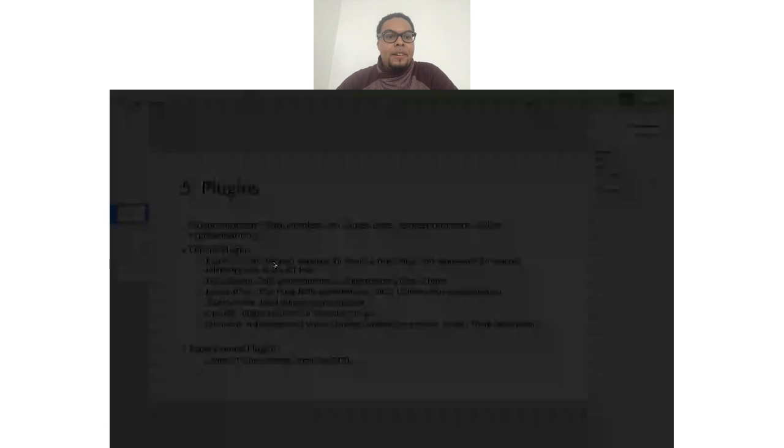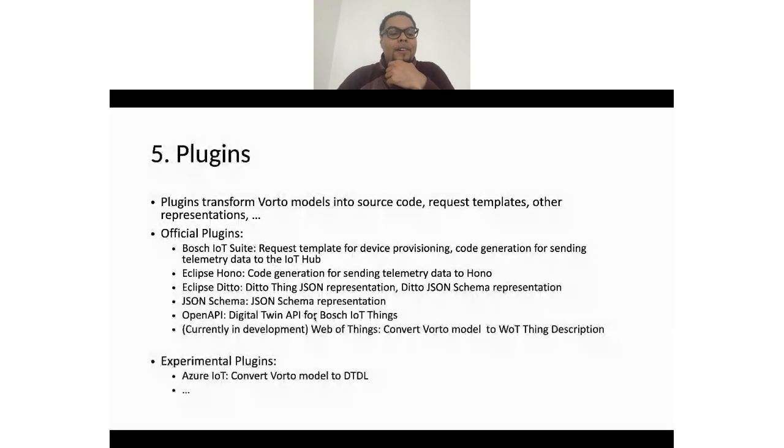We have an overview here of all of the main features of the different generators and the different plugins. I'm not going to go through all of them. You can look them up later or try it out if you are interested in that. One thing I can mention is that there's currently in development a Web of Things plugin, which will convert a Vorto model into a Web of Things thing description, which has pretty similar use cases as a Vorto model, but it's a different standard.